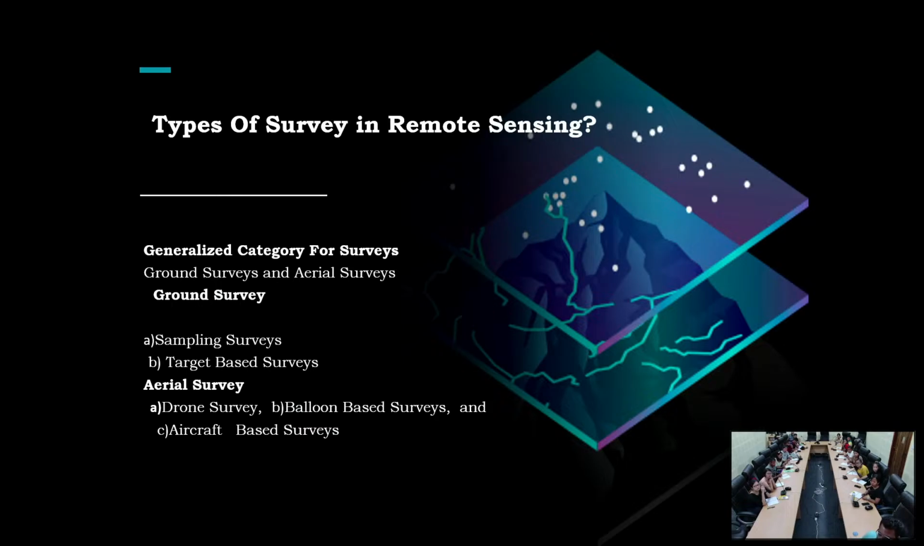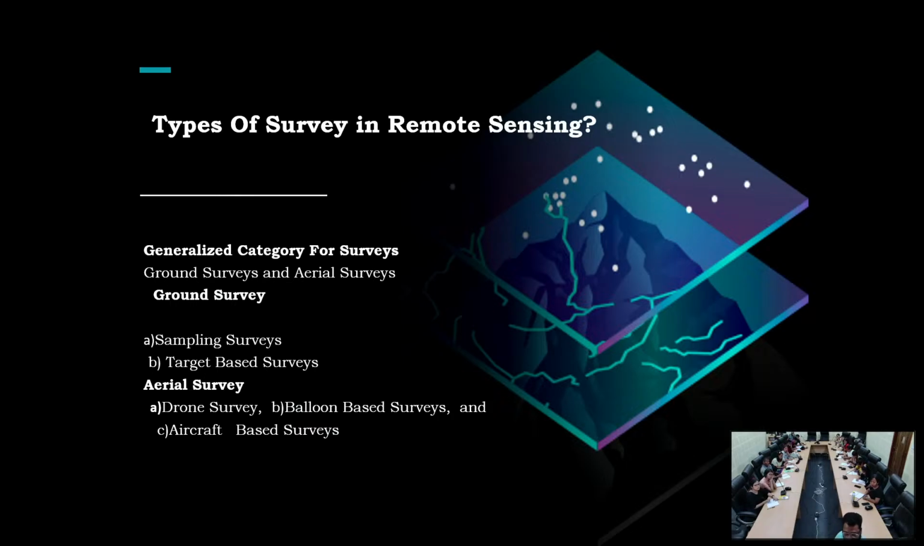Basically, these are the types of survey in remote sensing. I have categorized them in two: ground survey and aerial survey. In ground survey, we have sampling surveys and target based surveys. And in aerial survey, we are using drone surveys, balloon based surveys and aircraft based surveys.